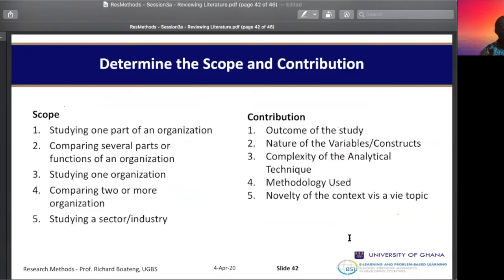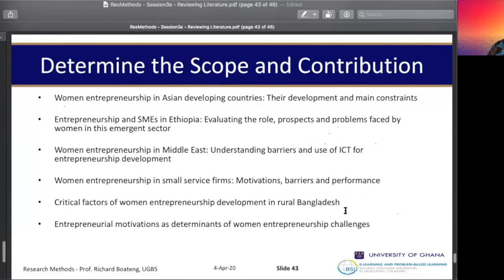Determine the scope and contribution. So the scope can be that you study one part of an organization, compare several parts or functions of an organization, study one organization, compare two or more organizations, or study a sector or an industry. Those can be the scope. Okay. The contribution, we talked about it earlier. So now let's see how they combine the scope and the contribution and the topic. How do they combine? Look at this one.